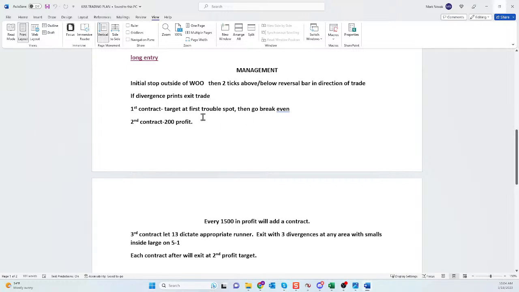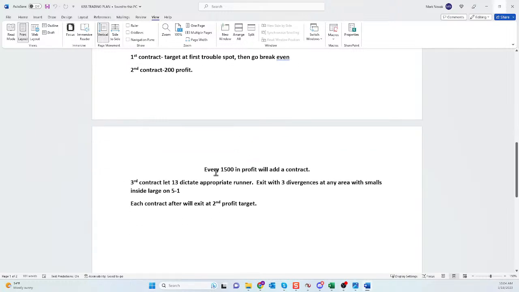And then as you write your plan, guys, I did this based on a conversation yesterday. Every $1,500, I'm going to add a contract. Every time I triple the margin required, I'm going to add a contract. And then on my third contract, I'm going to develop another management plan. The 13.2 is going to dictate my runner, whether or not I'm going to the next fib or taking it off at 200. And I will always exit with 3 divergences when the smalls are inside.